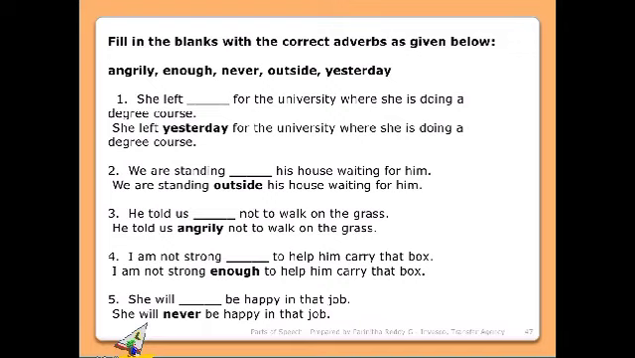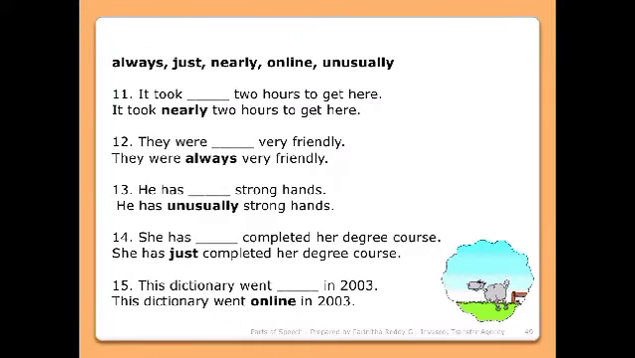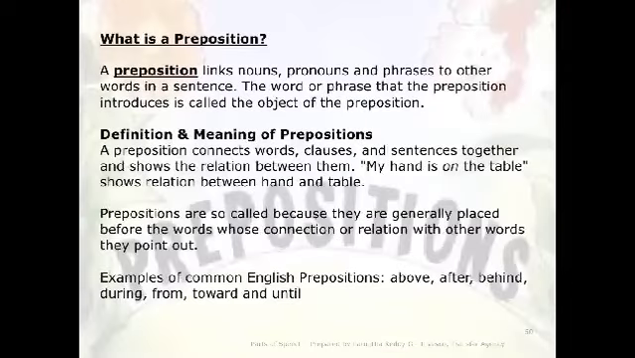Now, what kind of person tells you not to walk on the grass? Why not to walk on the grass? This sentence is jokes apart. I'm not strong enough to help him carry the box. There are different types of adverbs overall: down, last week, often, quickly, rarely, and we have already talked about them. Always, just, nearly, online, usually. Now come towards another part of speech, and that is a preposition.